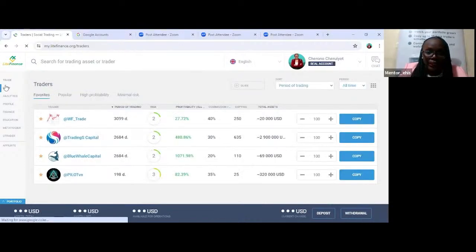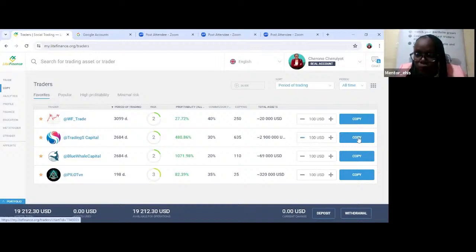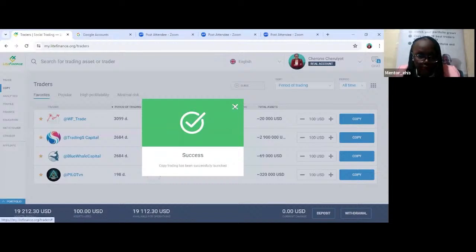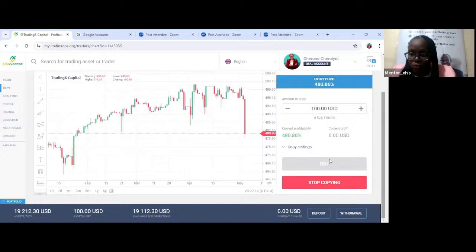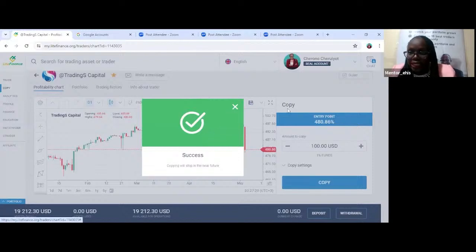Let's say you've done your personal analysis and you see that Trading S Capital fits and suits your needs. You just click on copy that person. Sorry, I went through the shortcut. This one, when you have decided to copy this particular trader, you click on the portfolio of that trader. There is this section for copying. Let me stop the other copying and then we can restart.